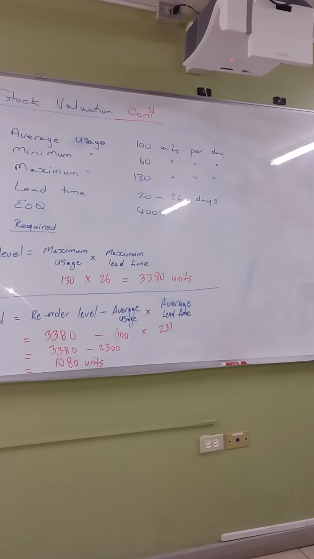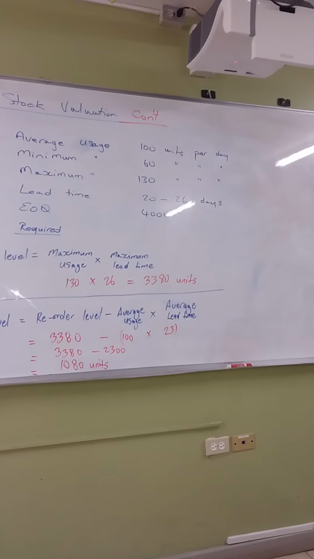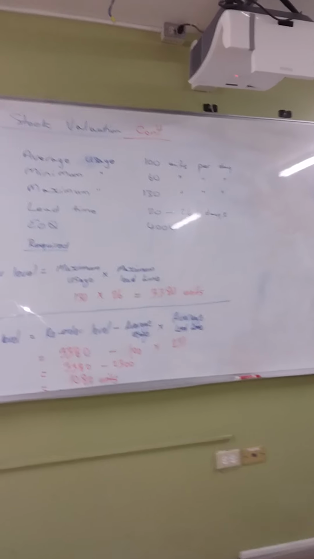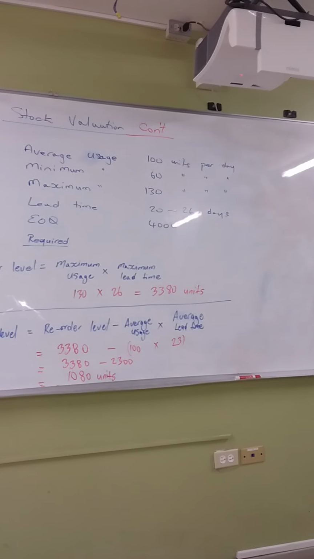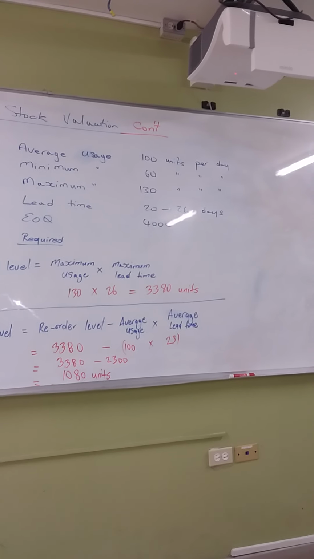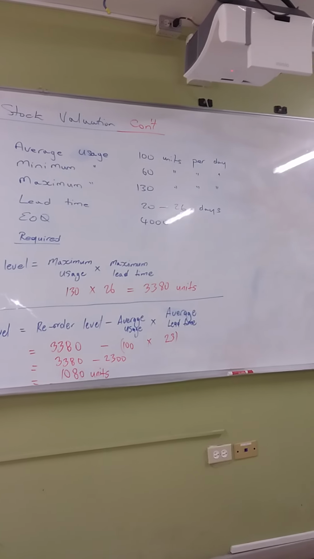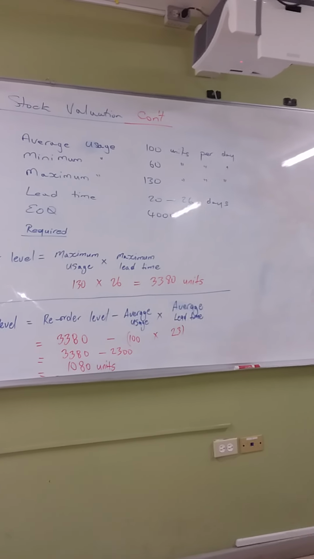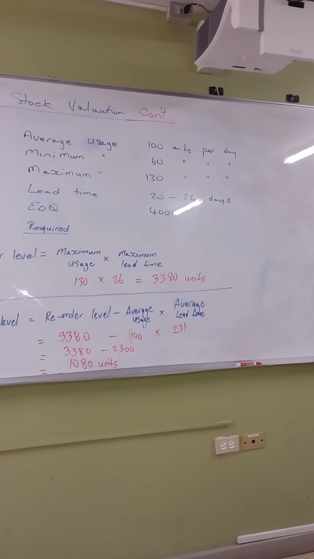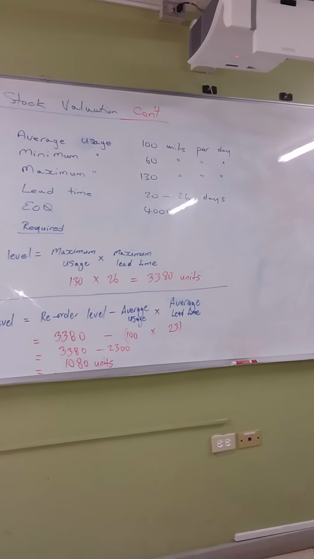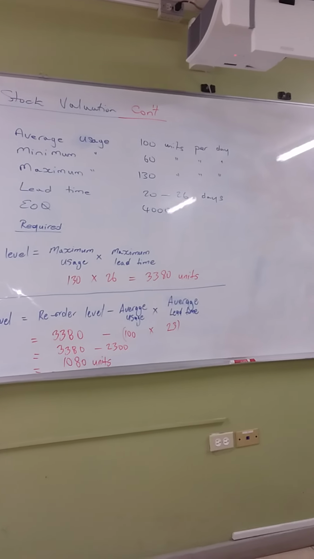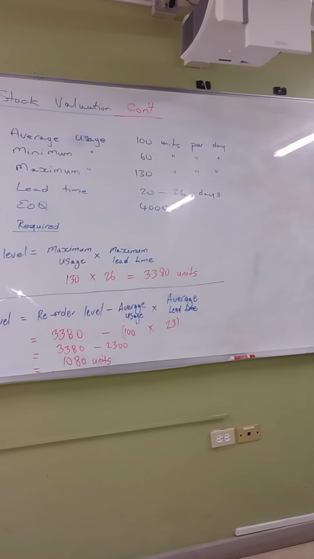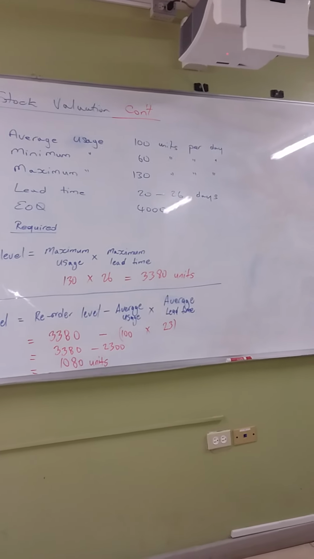Now, if you want to know the average, you just add the two. The earliest time you can receive the goods is 4 days, and the latest is 6 days. So you add the two, 4 plus 6, which gives you 10. You divide it by 2, and that gives you 5. So the average amount of time it will take you to receive those goods is 5 days. That is how you get the average there.